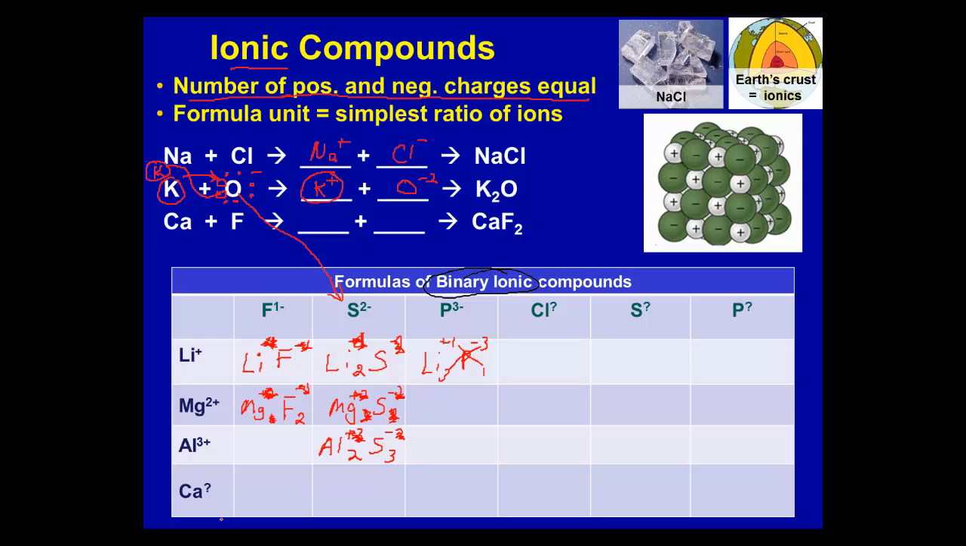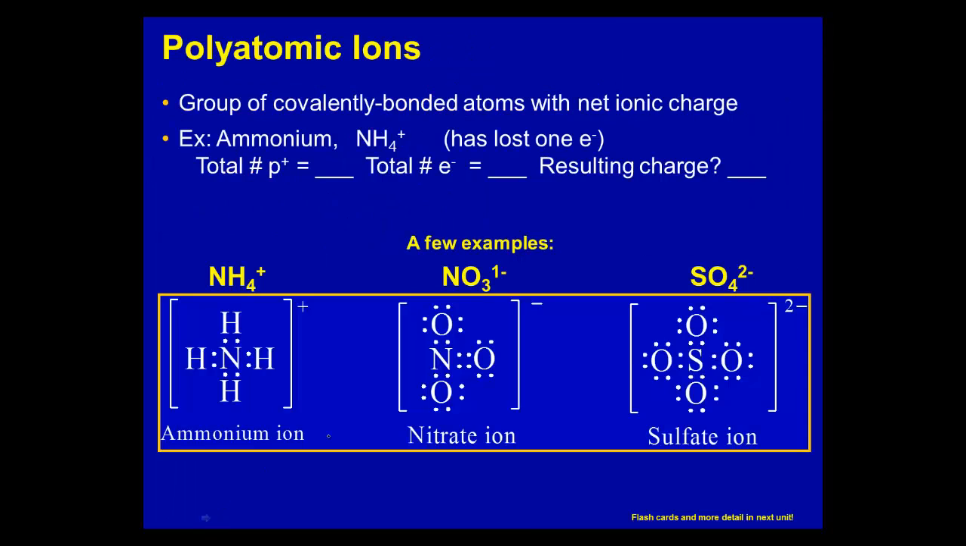Let's move on to the next topic. There are these things called polyatomic ions, and the word polyatomic means many atoms. Polyatomic ions means it has a plus or minus charge. So here are 3 examples of polyatomic ions.